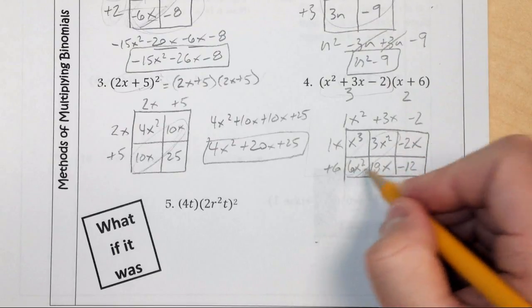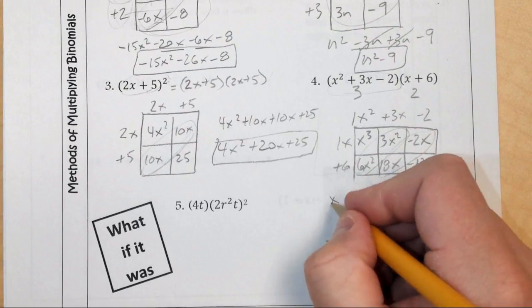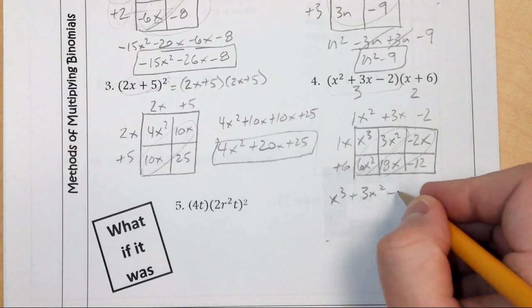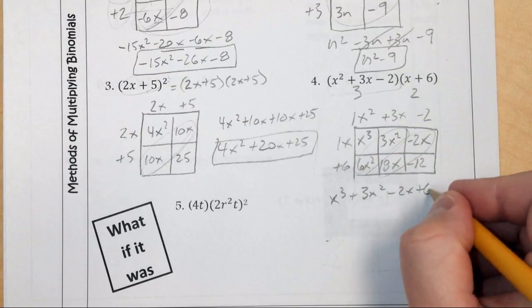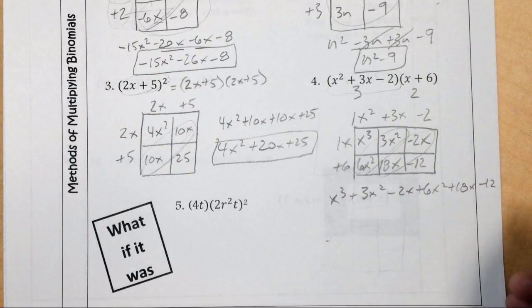And then you notice here how diagonally these terms are matching up. So I'm going to write all these terms out lengthwise right next to each other and combine like terms. And then we'll be done with this problem.